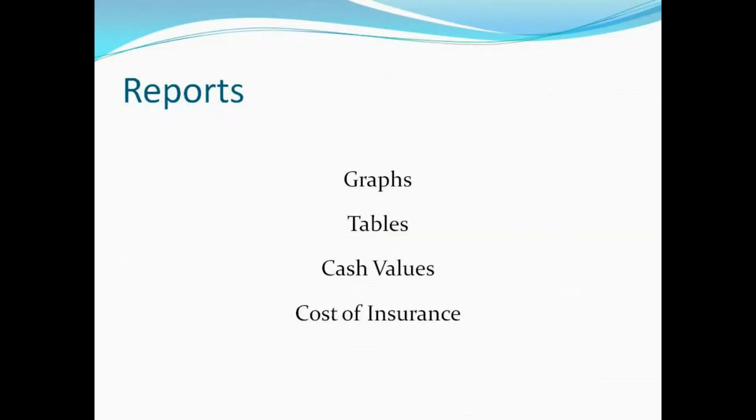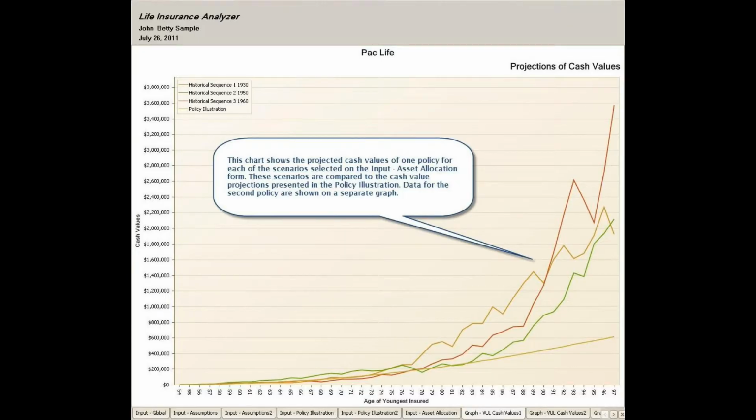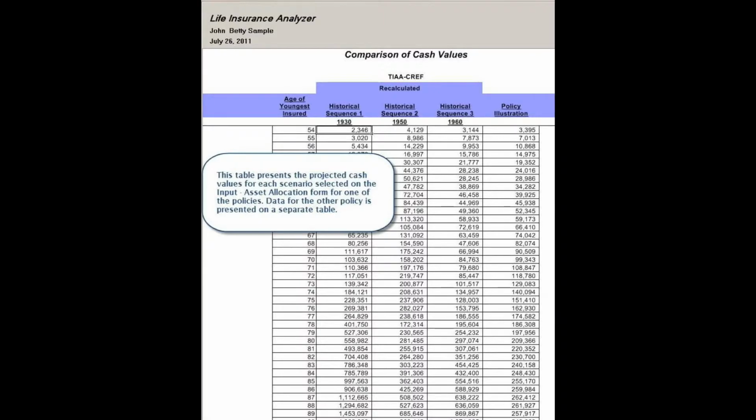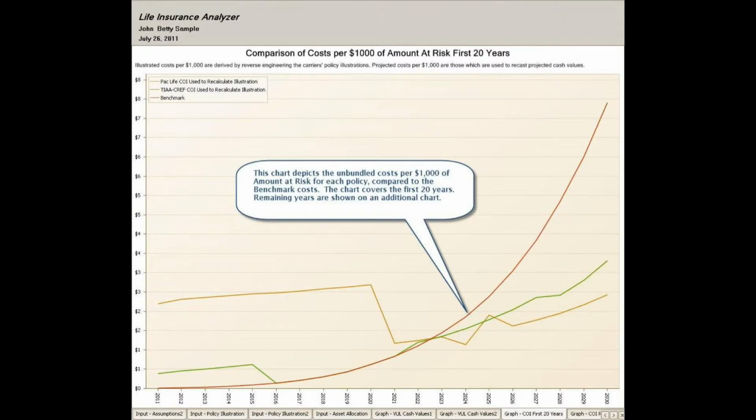Life Insurance Analyzer provides a reporting capability including graphs and tables of projected cash values and costs of insurance. For each variable life insurance policy, a graph presents projected cash values under 3 different market simulations, as well as the illustrated cash values. The same information is provided in a table format. Another graph, which is available for both universal and variable life policies, presents a comparison of cost of insurance for both policies as well as the benchmark.